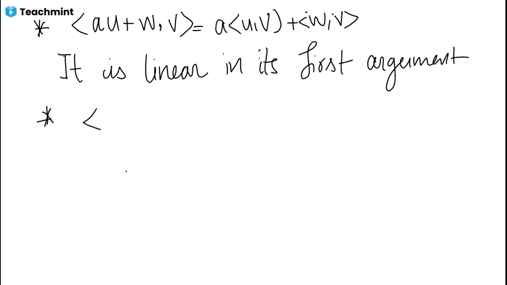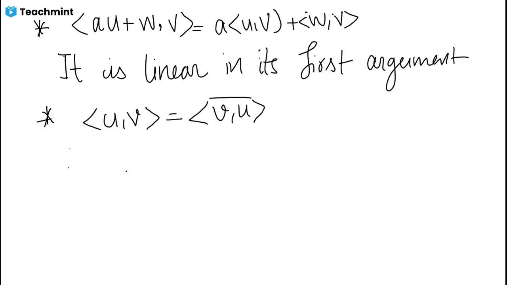Next, the inner product of u and v can be represented as v comma u, with a bar, which represents the conjugate. Do you remember that? This bar represents the conjugate. What is a conjugate?